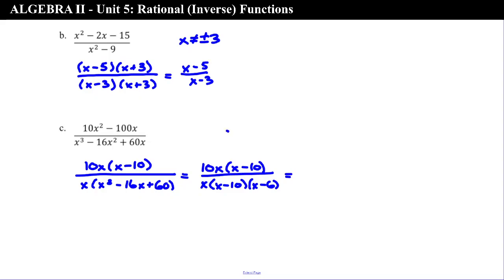All right, so from here, we know that x cannot be 0 from that x, cannot be 6, and it cannot be 10. All right, let's finish simplifying it. The x's cancel, the x minus 10's cancel, so you're left with 10 over x minus 6. And that's pretty much all there is to simplifying expressions. So now let's take it up a notch.